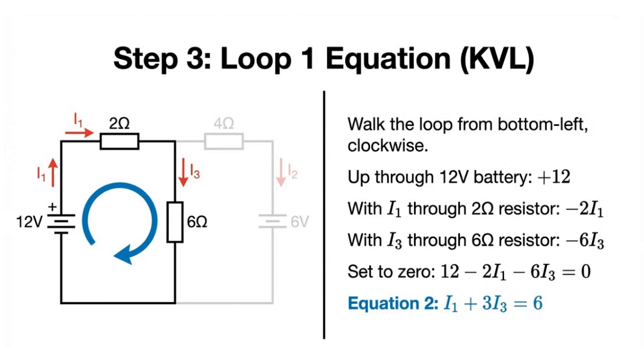Simplifying this, we get I1 plus 3 times I3 equals 6, which we'll refer to as equation 2. This equation helps us relate the currents in the loop and is a key step towards solving the circuit.